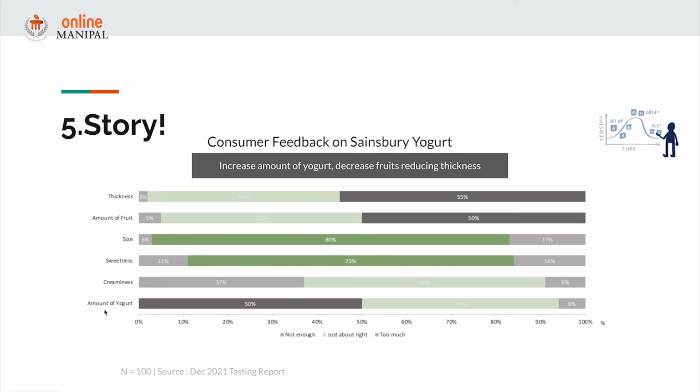So we strongly recommend that our recommendation would be to increase the amount of yogurt, decrease the fruit, and thereby you can reduce the thickness as well. So overall, by bringing these subtle changes, we can have a better consumer experience, and the product would be better adopted in the market.